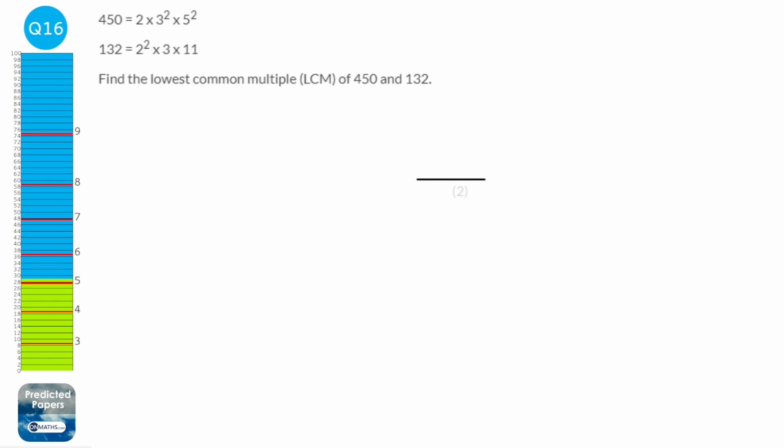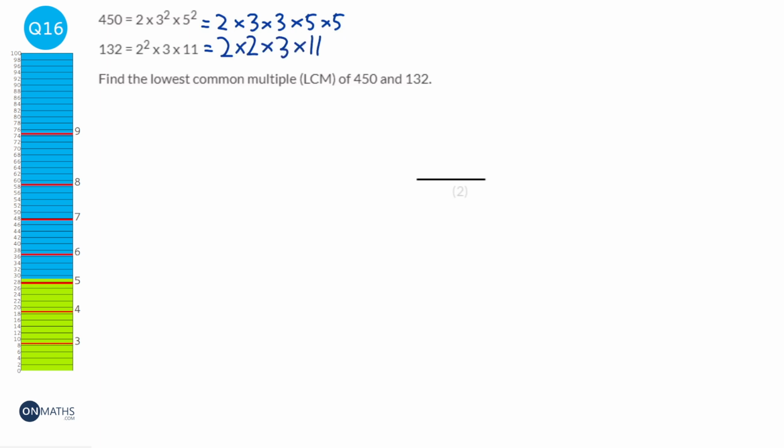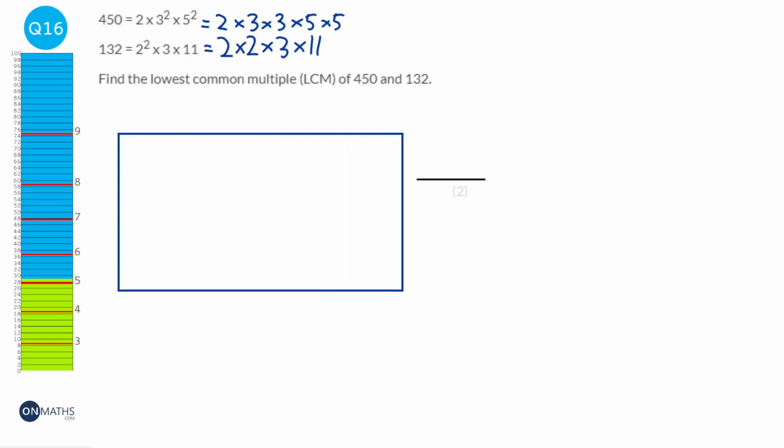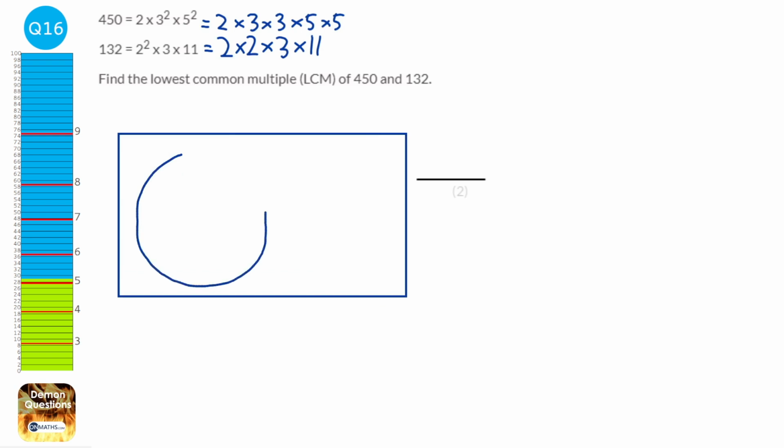This question seems a lot harder than it is. What I'm going to do is I'm going to start by rewriting the prime factors, but without the squared. So 2 times 3 times 3 times 5 times 5. I'm going to do the same with the other list as well. So 2 times 2 times 3 times 11. Now I'm going to put these into a Venn diagram. And so I'm just going to draw out a Venn diagram and get my 2 circles, because we're going to have the 450 and the 132.